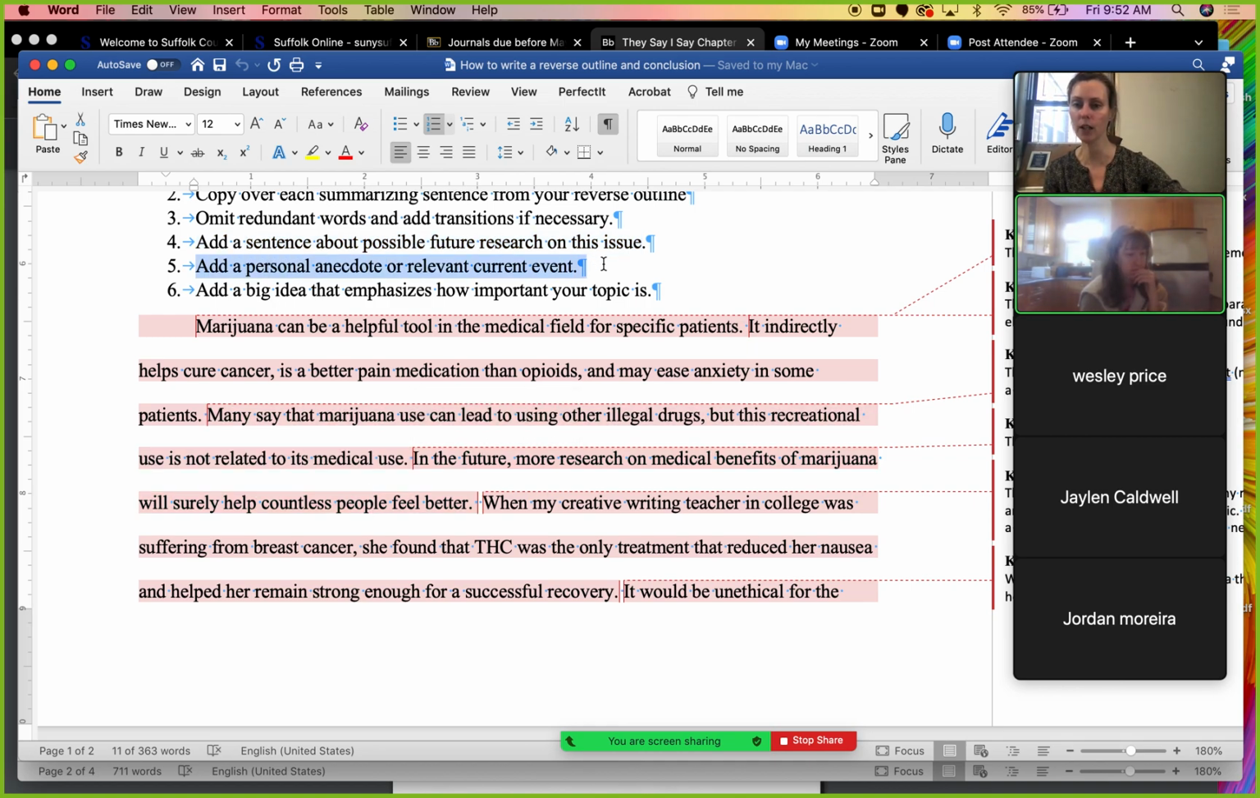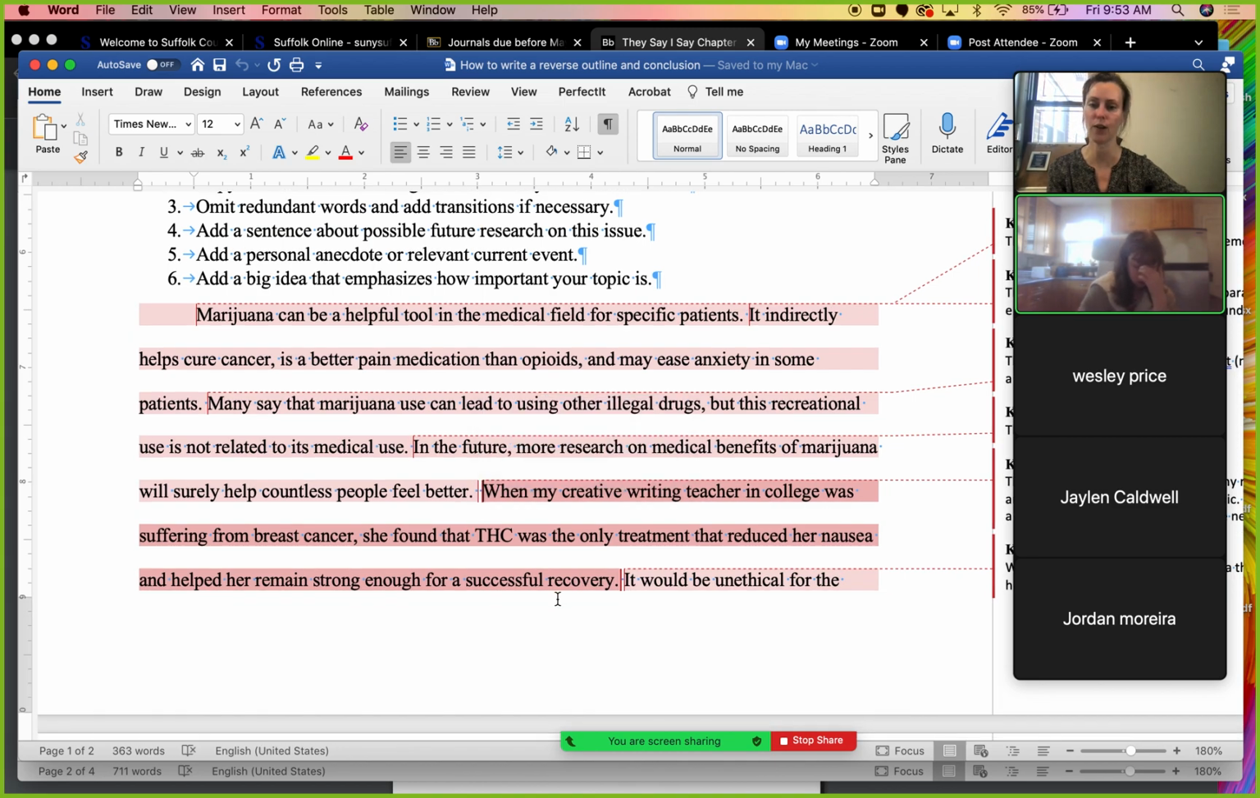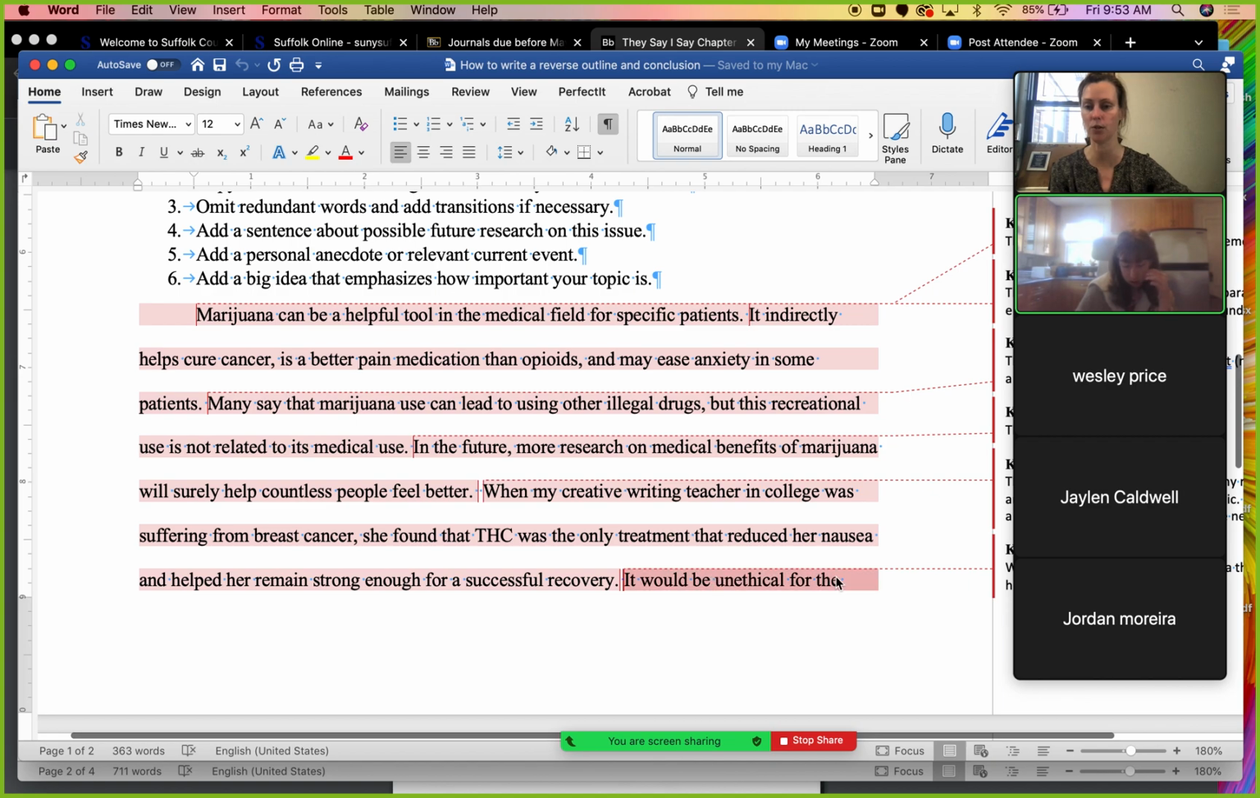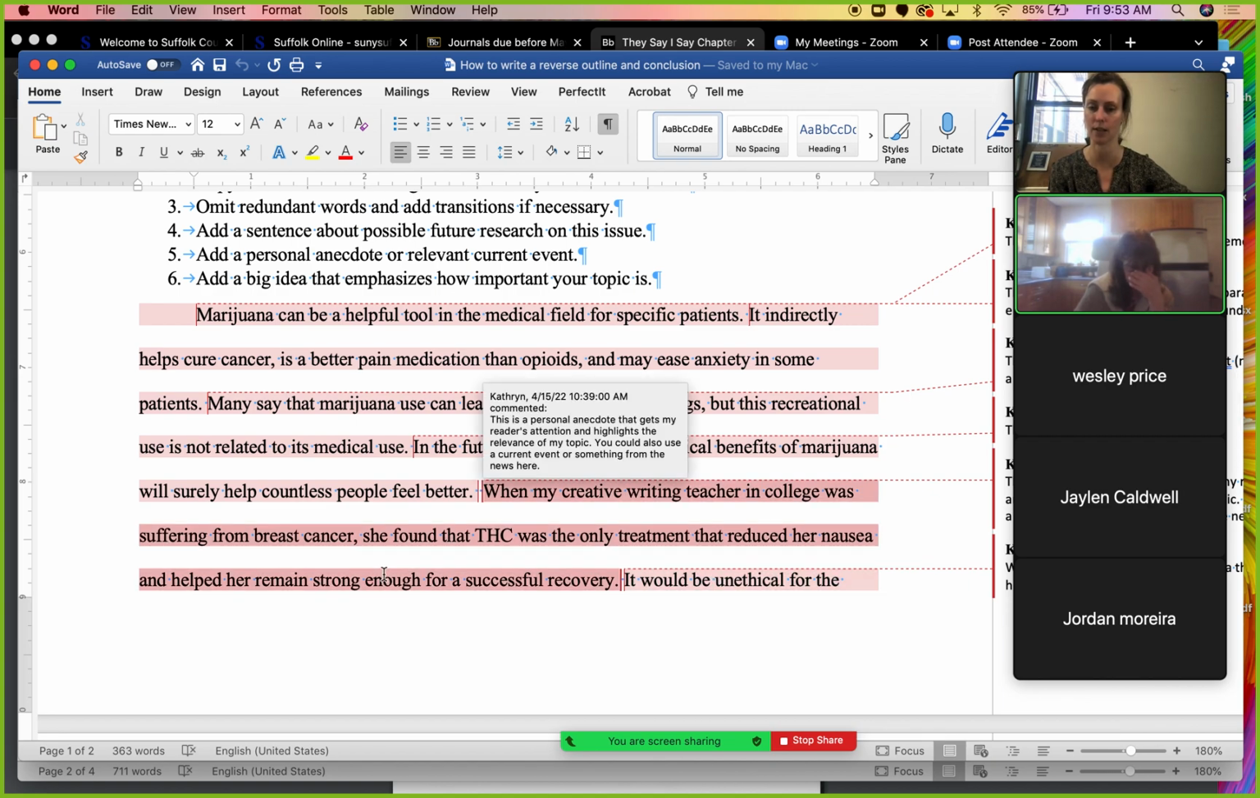Then it's a really good idea to add a personal anecdote or a relevant current event. A personal anecdote means that you're engaging with your reader. People gravitate towards personal stories. We like to hear about other people's personal stories. And also a relevant current event will show people how important this topic is. So what I came up with was, when my creative writing teacher in college was suffering from breast cancer, she found that THC was the only treatment that reduced her nausea and helped her remain strong enough for a successful recovery.